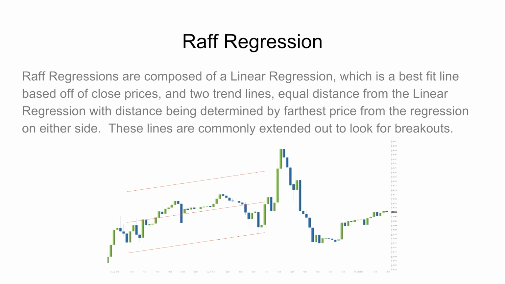Okay, so next is Raff Regressions, and they are composed of linear regression, which is a best fit line based off of close prices, and two trend lines equal distance from the linear regression, with distance being determined by farthest price from the regression on either side. These lines are commonly extended out to look for breakouts. So you're going to want to draw these on here, like so, and they will help you to be able to see if this is going to cross down here. You can see a breakout, or up here, kind of the same thing.